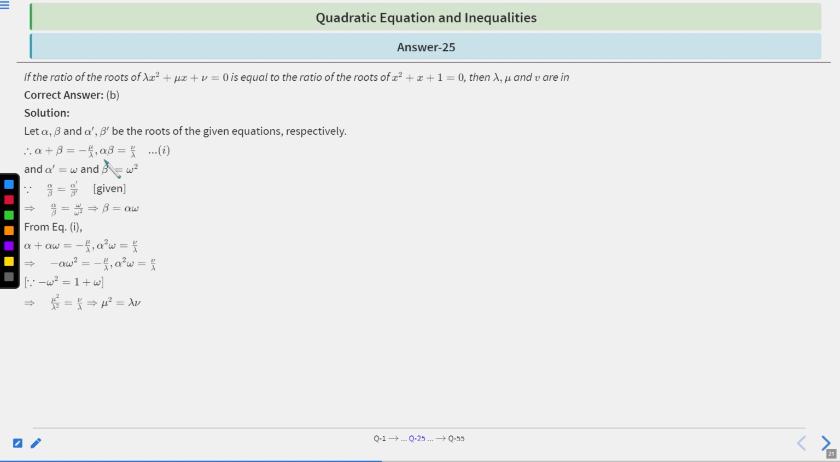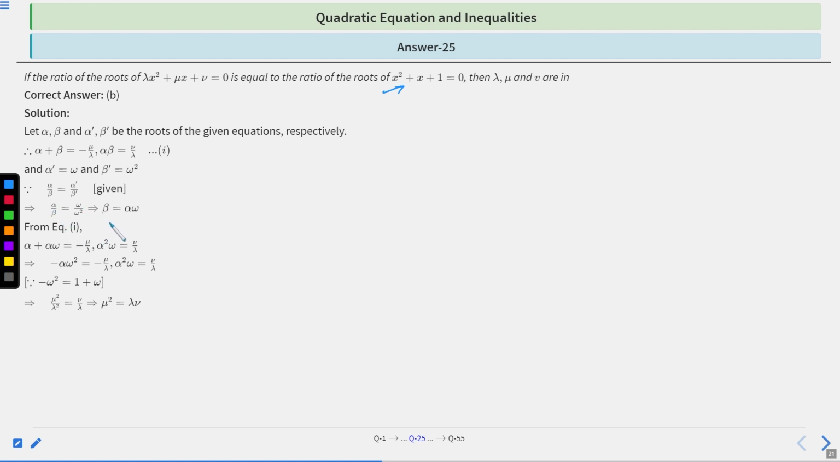Let α, β and α', β' be the roots of the given equations respectively. So the sum of roots α + β is −b/a, which is −μ/λ, and the product of roots αβ is c/a, which is v/λ. We know that the roots of the second equation are ω and ω². So α' is ω and β' is ω². Now the ratio of the roots of these equations are equal. So α/β is equal to α'/β', which is equal to ω/ω².